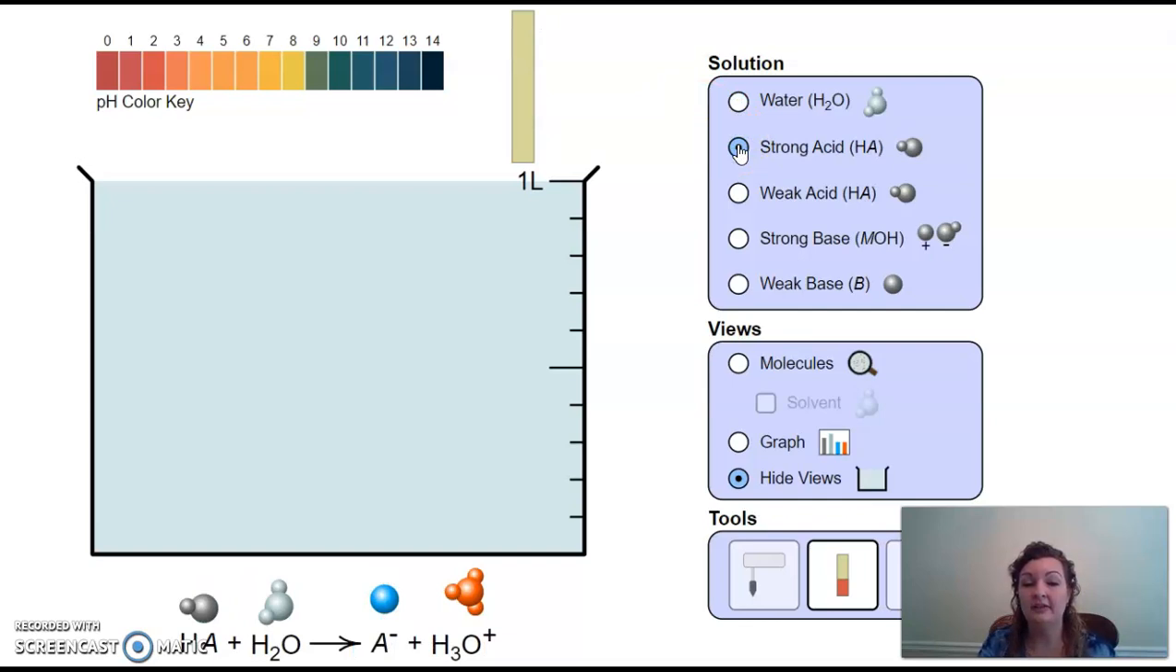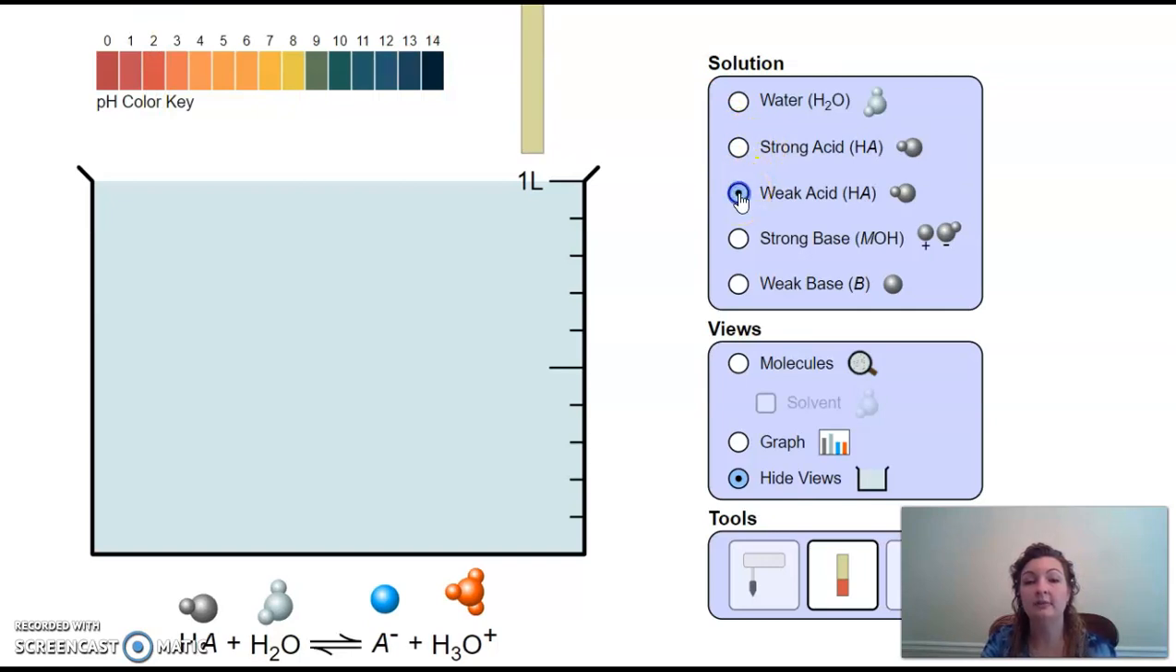A strong acid should be around 0, 1, 2, maybe even 3, right? For it to be a strong acid. So let's see if this comes out correctly. And if I check it, yeah, I'm about at a 2. I mean, that looks like a 2 to me. What do you guys think? I think that looks like a 2.